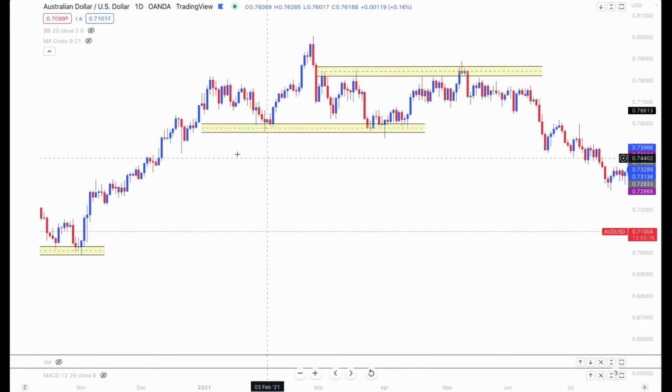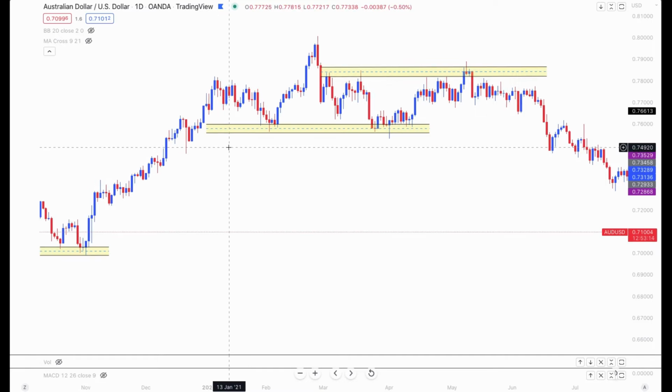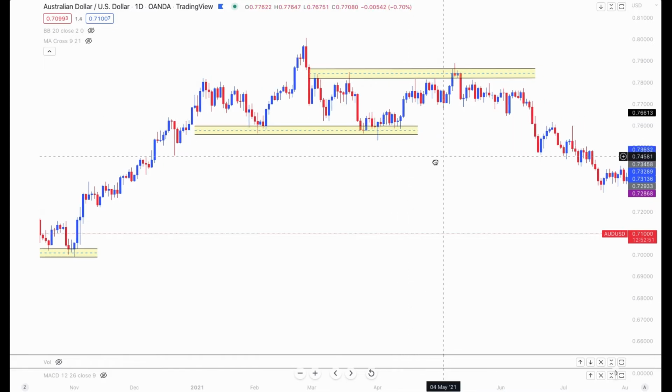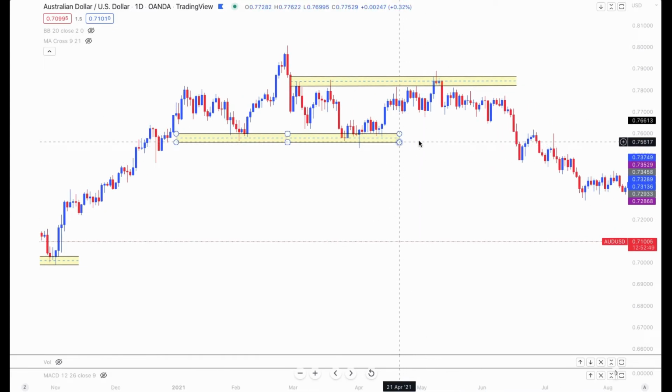Look here. This is clearly a major level of support. We have price come down into the zone on the 2nd of February 2021 and bounce right off it. That's when we had the first resistance there. It came back up, came back down again on the 26th of March 2021, and then again on the 1st of April 2021, bouncing right off it both times. You see, it takes a while for these levels to be broken.